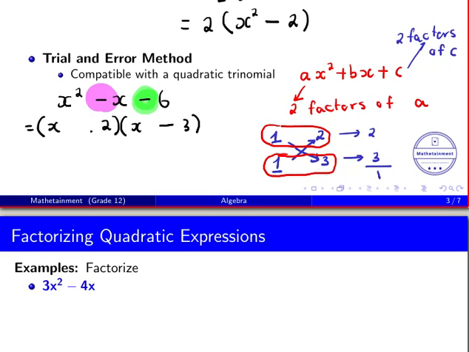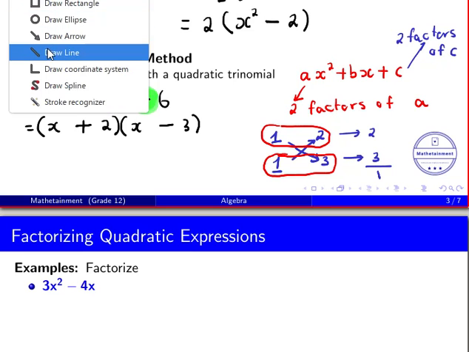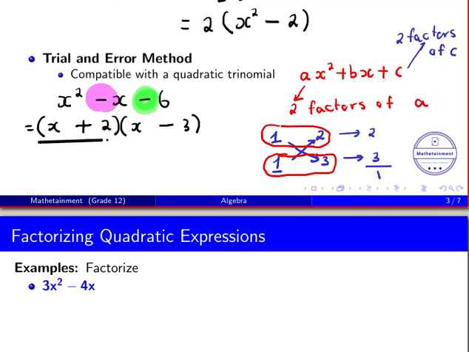So 3 deserves a minus. Therefore, the 2 becomes a plus. That's how we factorize that. So that is fully factorized. Now that expression is entirely a single term because it's a product of two factors. One factor is x plus 2, another factor is x minus 3. That's how we use the trial and error method.